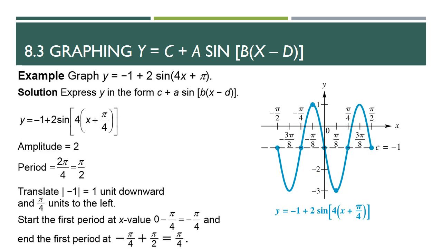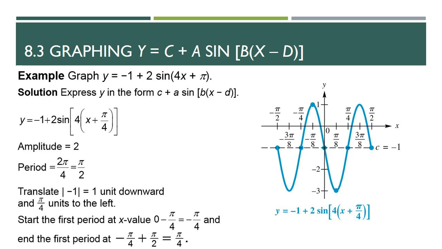Okay, so looking at this, we see that we have an amplitude of 2. We have a period of 2 pi over 4, that's the number out front of the parentheses, which is pi over 2. Notice that we factored that out. You'll notice from the original problem, we made sure to make it look like the form for the equation.